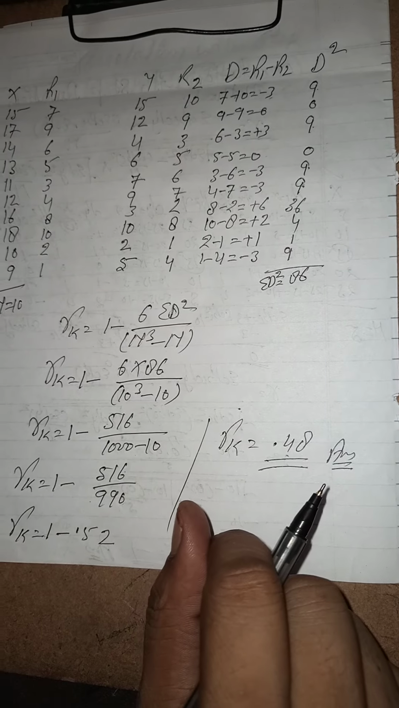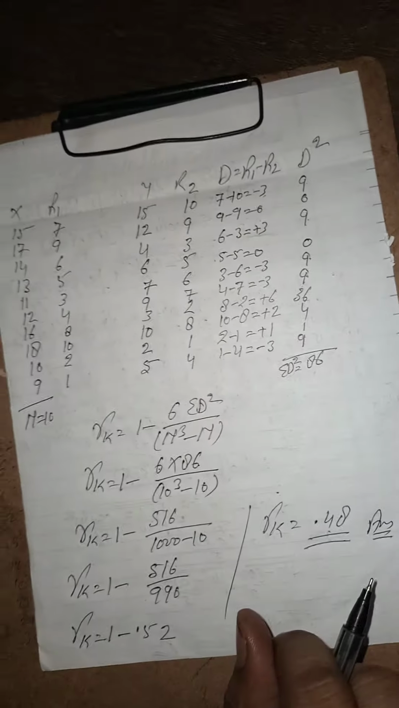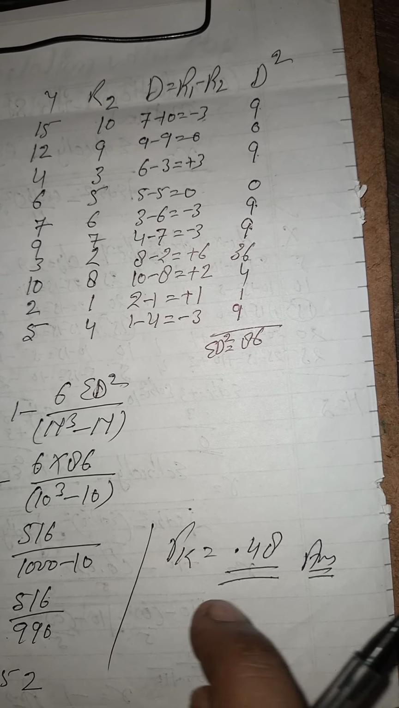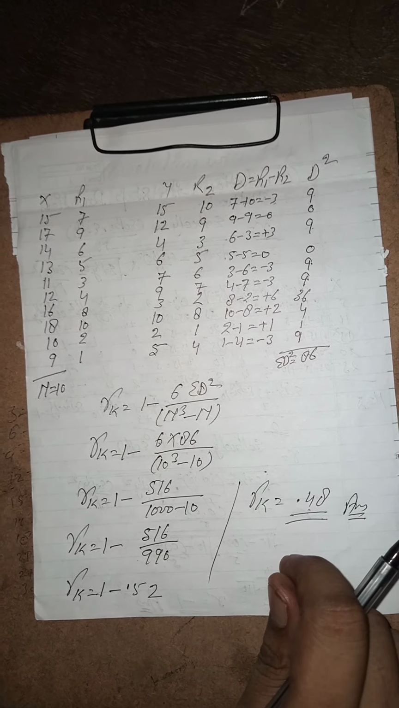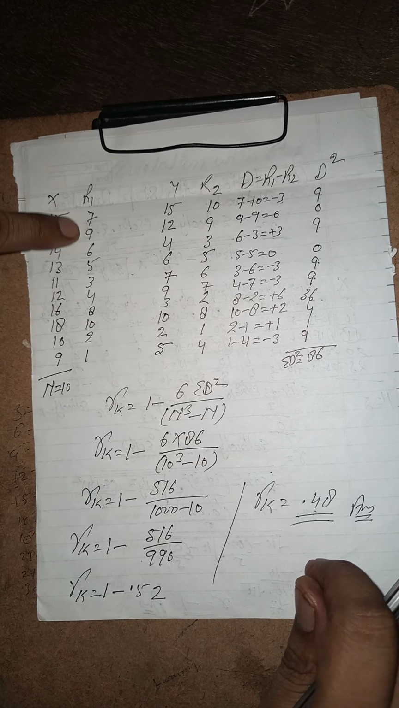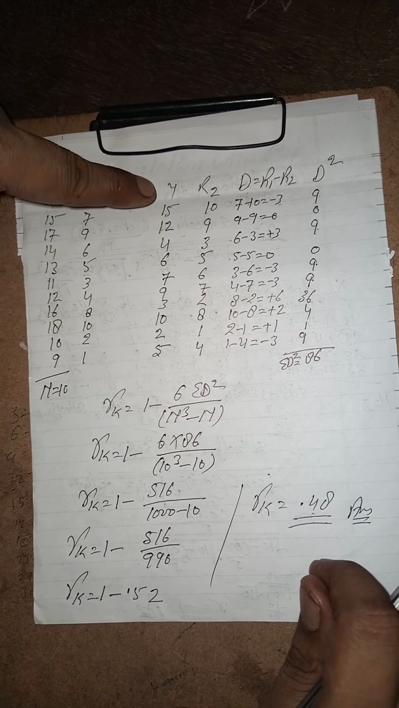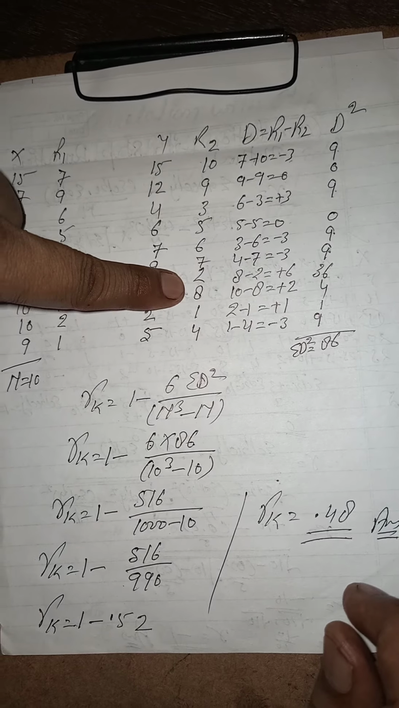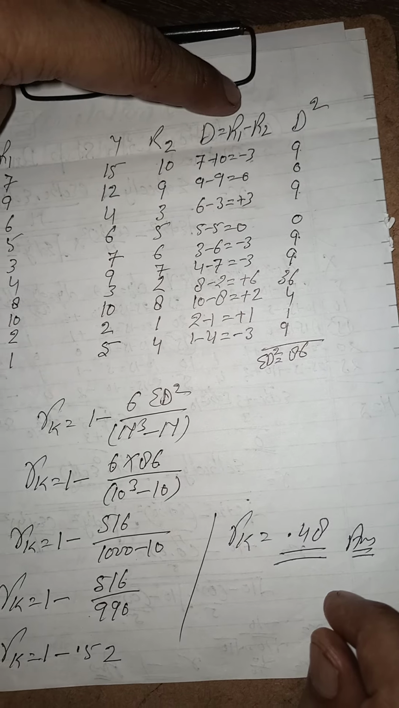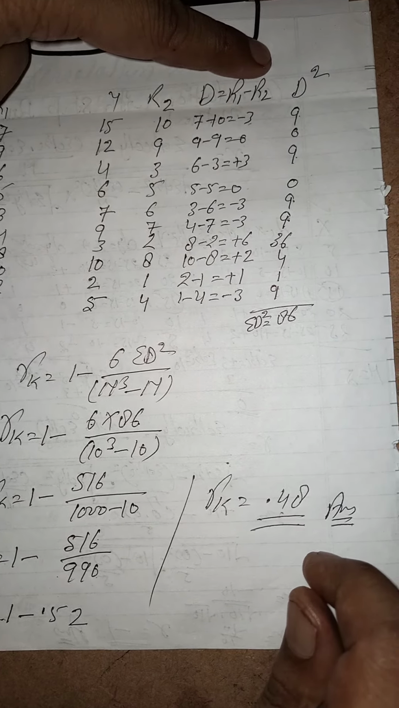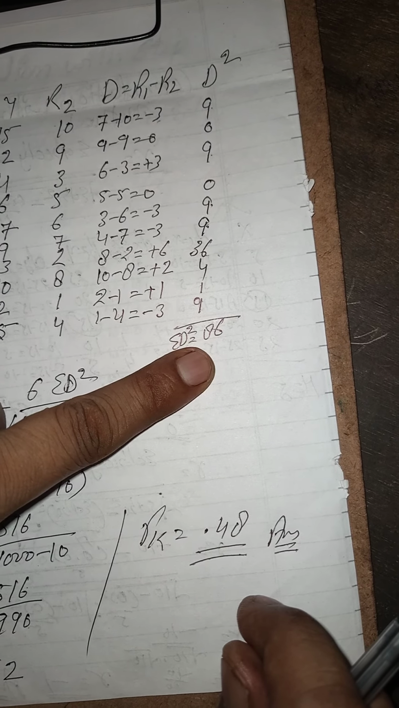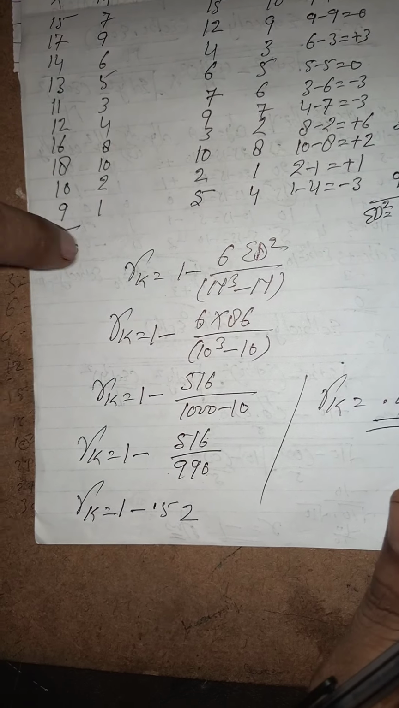Clear beta? That's your rank difference method. So you will solve it this way when the rank is not given. First of all, give the rank to the X series in ascending or descending order, and give the rank to the Y series in ascending or descending order. After that we will find D, the difference between R1 and R2. Then we find D square and its summation. Put all values in the formula and the question is solved.